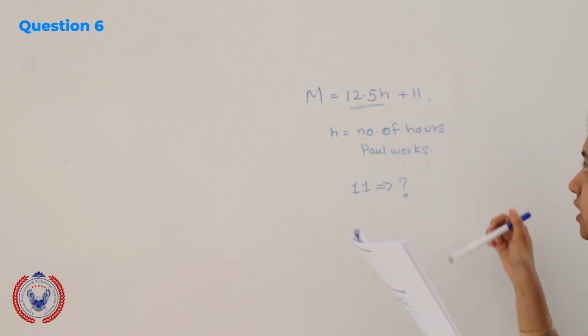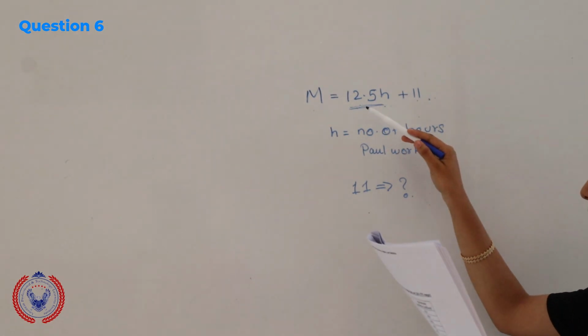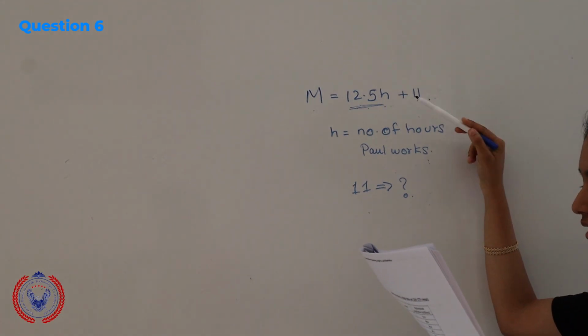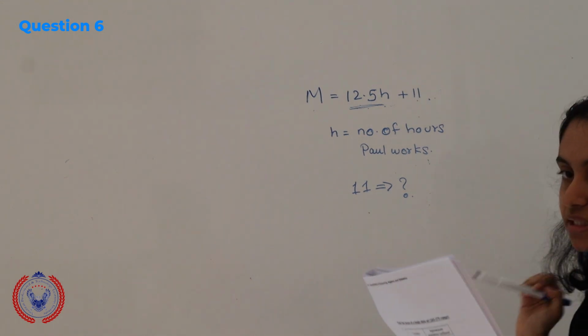And this is because 12.5 and 8 are given together, so this is what he earns per hour. Whereas 11 could be just an additional bonus or something else that he earns that is additional to whatever he makes per hour. Hence, D is the correct choice.